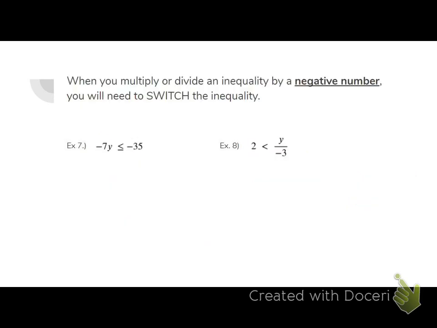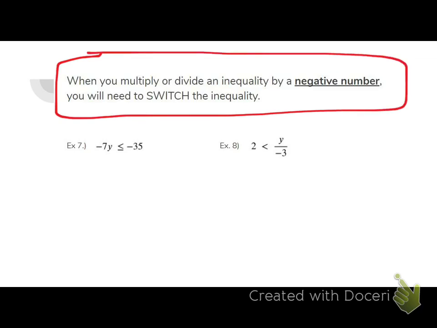When you multiply or divide an inequality by a negative number, you will need to switch the inequality or flip the symbol around. So the symbol can flip around when we rearrange things. The symbol also has to flip if you multiply or divide both sides by a negative number. This is one thing that makes inequalities a little bit trickier than just equations. So we didn't have to worry about this before. I'll give you a second to finish writing that statement down before we start talking about 7 and 8.